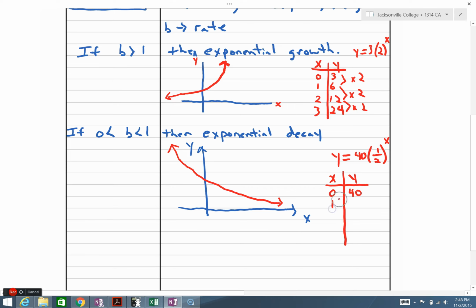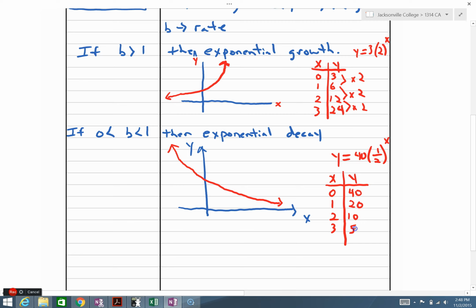When x is 1, well, substituting 1, 1/2 to the first is 1/2. 40 times 1/2 is 20. Let's substitute 2. 1/2 squared is 1/4. 40 times 1/4 is 10. Substituting 3. 1/2 cubed is 1/8. 40 times 1/8 is 5.